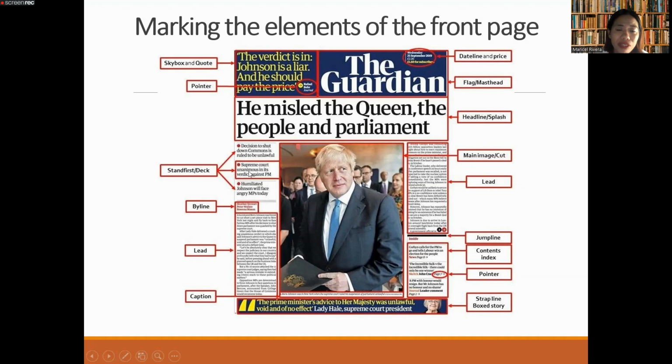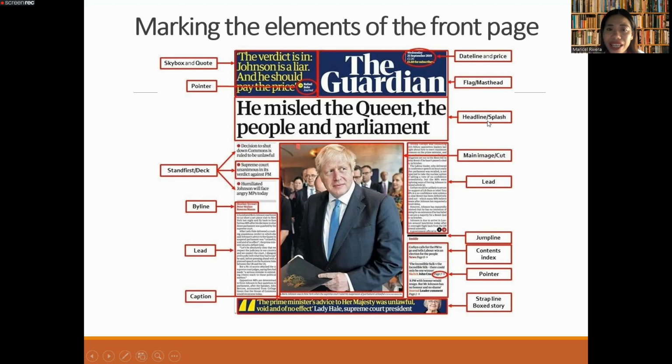So for the stand first, just going back, all three of these in bullet form, they are examples. And then we have the byline here, of course, the author of the article, and then we have the lead. So you know, the lead paragraph of your news article. And we do have here the caption. So if you notice, the text just below, these are really small, but the text below the image of Boris Johnson is actually what we call the caption.